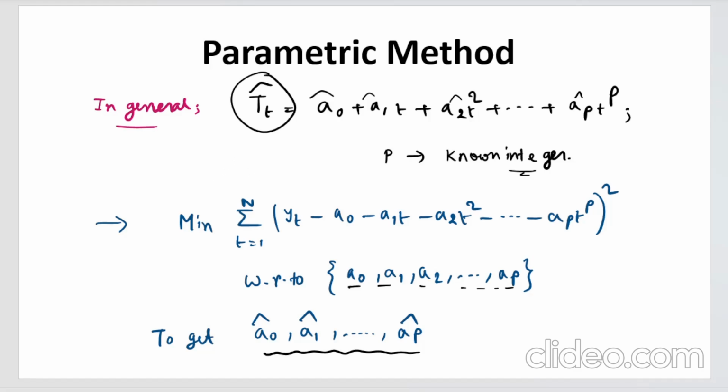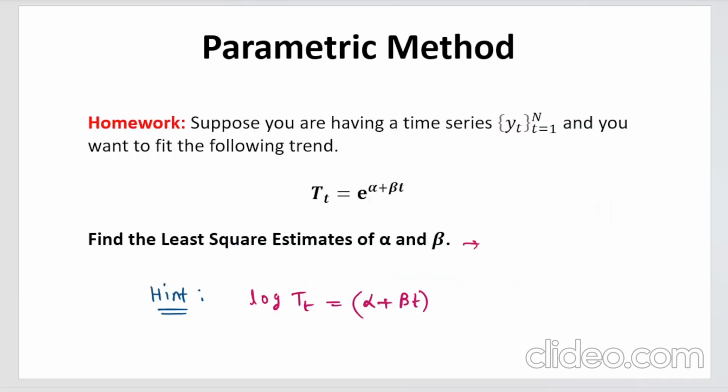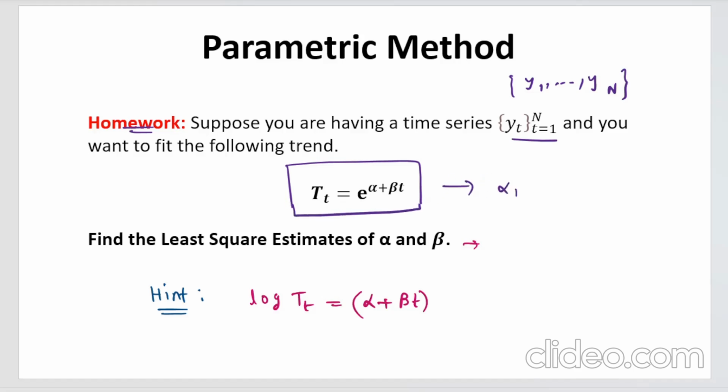I hope this process is absolutely clear to you. And if you understood the process, I have given you a homework on this. Suppose you have a time series, y1, y2 up to yn, given to you, and you want to fit the model using an exponential trend. All you need to do is find the estimated values of alpha cap and beta cap using the least square method. So this is your homework. Please do this and let me know in the comment section what values you get. And I have given you a hint also.